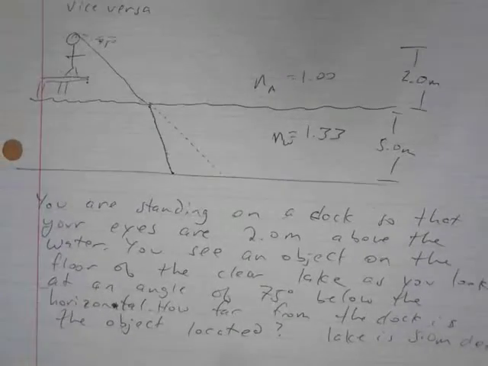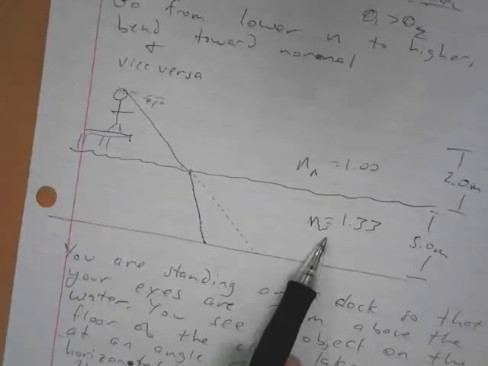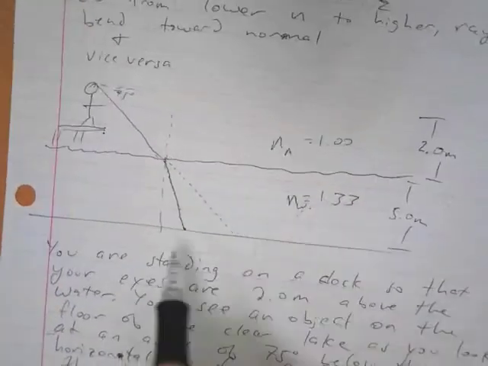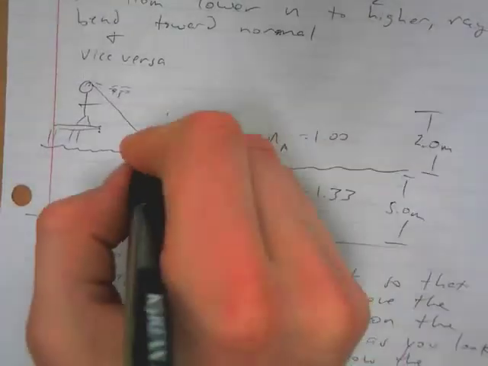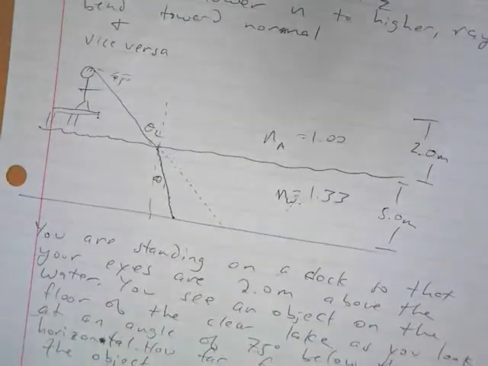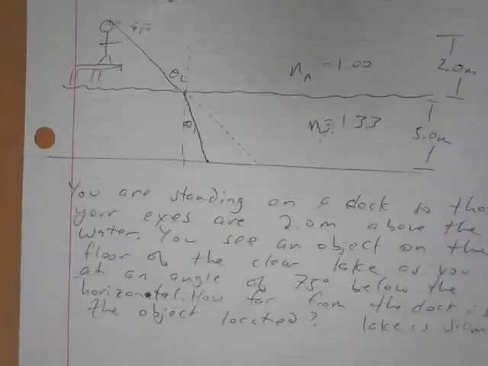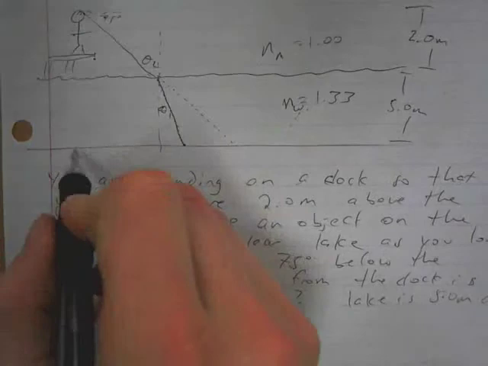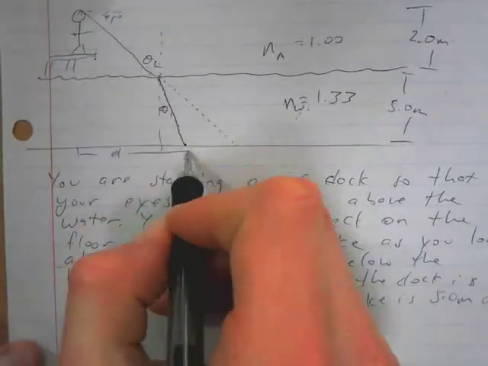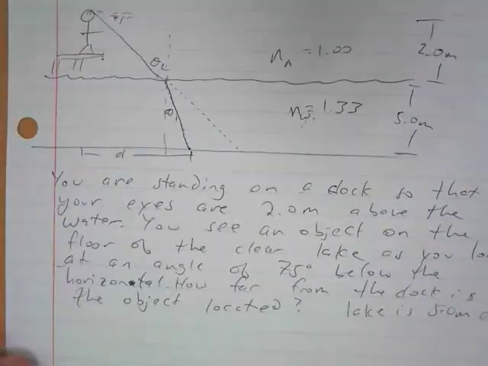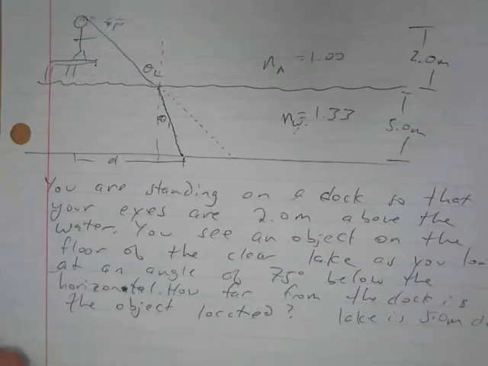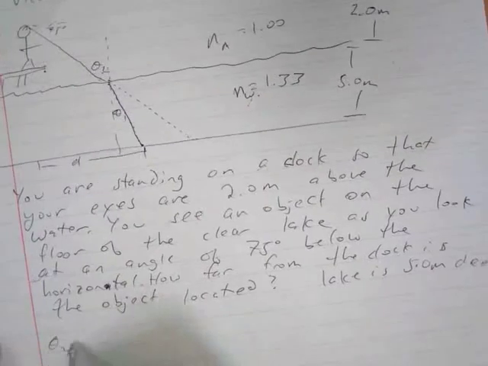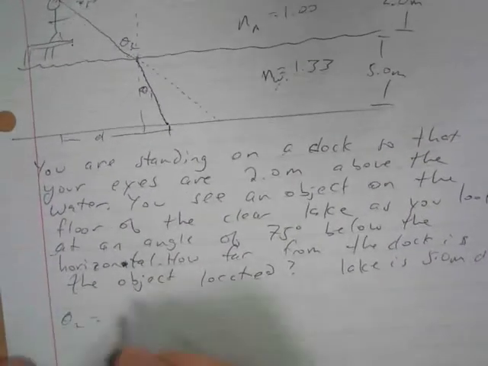And so we know that the angle to the normal is going to be smaller in water than it is in the air. So we can say that's our theta 1, that's our theta 2. And we can figure out what those angles are, and once we do that, we can figure out how far from the dock. This is what we want to know. That distance will be the answer to our question. So, got a couple pieces to figure out. Well, first off, our theta 2 is the complement of 75, 15 degrees.